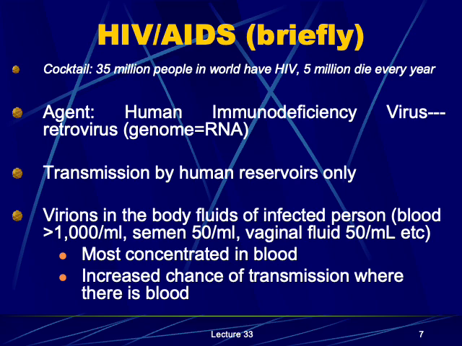And the virus is particularly highly concentrated in the blood. So here's just an example. In the blood of someone who's infected, you'll see 1,000 per mL, while in the semen of a man it'll be 50 viruses per mL, and in vaginal fluid of a woman, 50 viruses per mL. So it's most concentrated in the blood. That's why you see transmission where there's blood involved. When there's blood involved, that greatly enhances the chance of transmission. So keep that in mind. It's very important because that's where it's most concentrated.